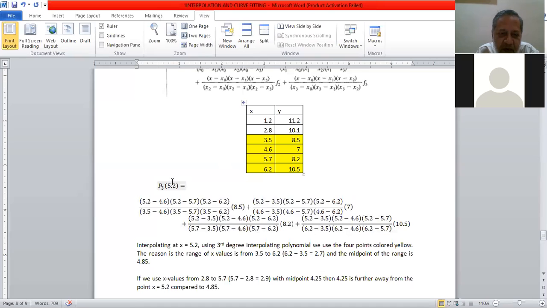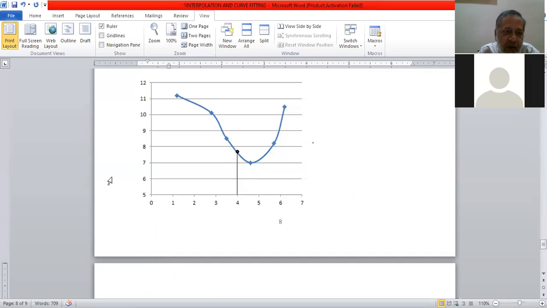4.25 is too far away from 5.2 compared to 4.85. So that is one point that I wanted to share. This graphical representation that is obtained using a Excel plot. X is equal to 4, we should have some value, some 7 points, more than 7.5 and less than 8.